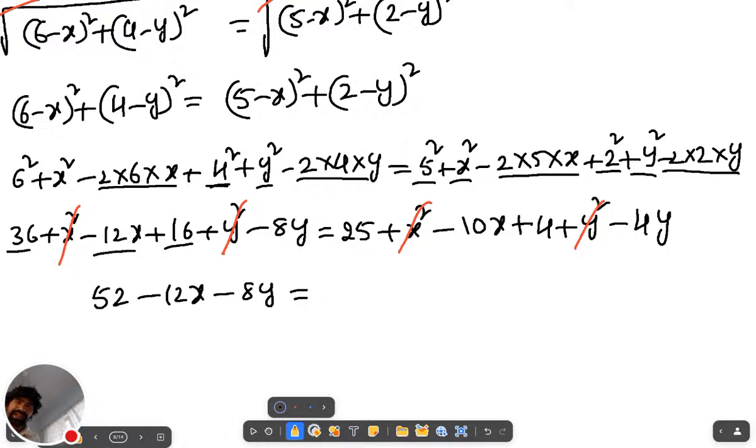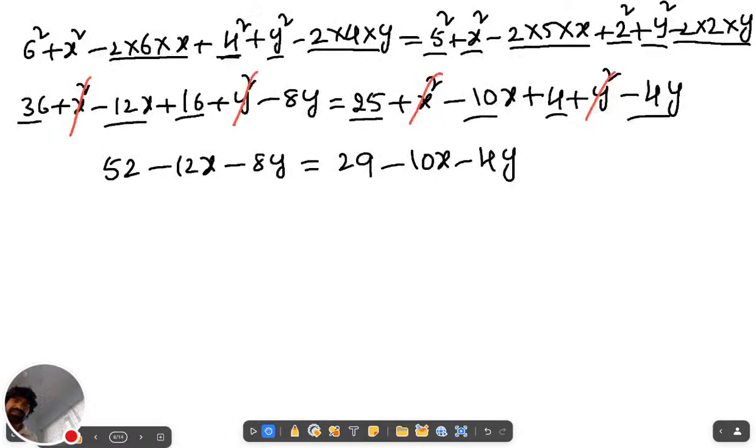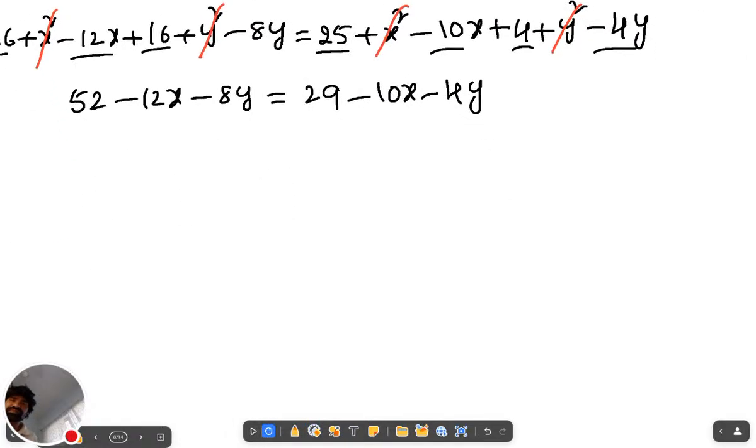Next, right side, add the numbers. 25 plus 4 is 29, minus 10x, minus 4y. Yes. Next.